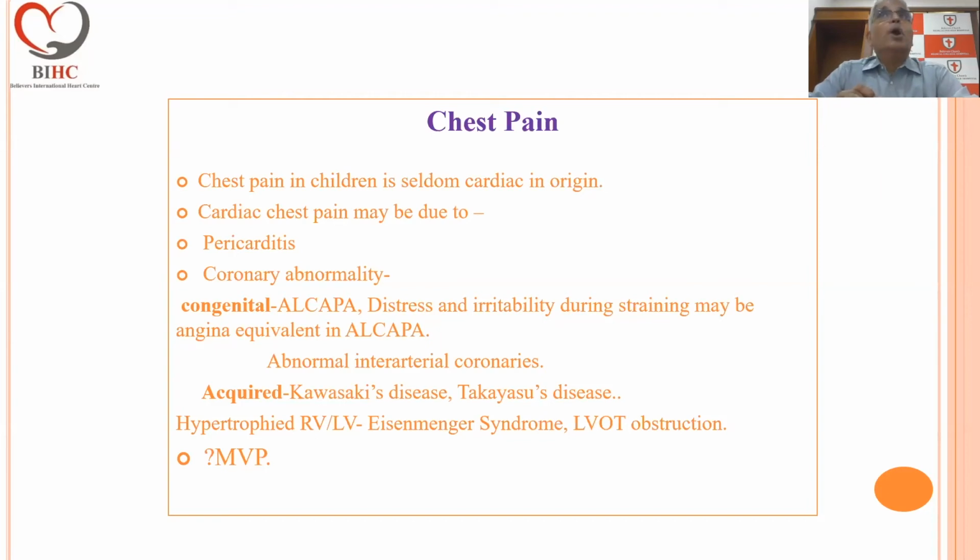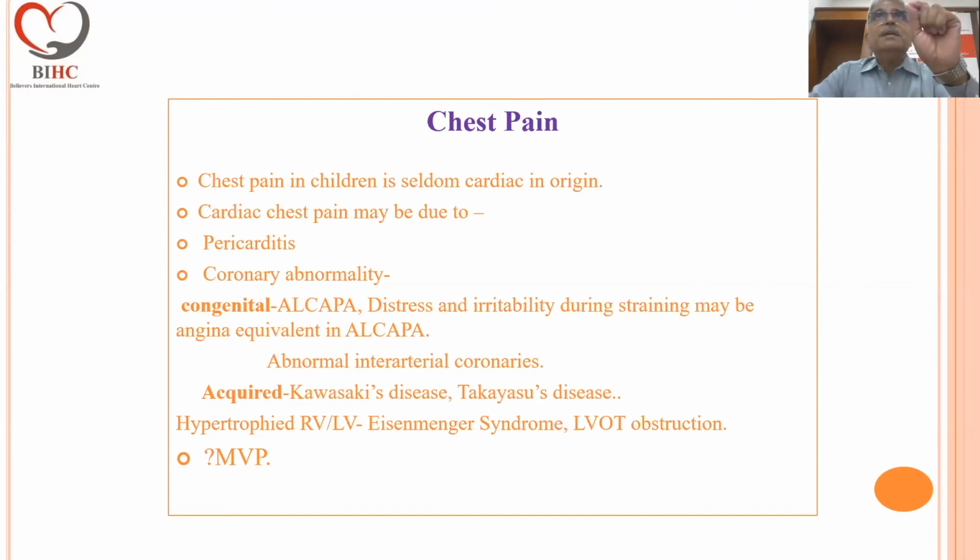The coronaries may be normal in origin, but they may pass between the two great vessels, what we would call interarterial coronaries. They can also get compressed during exercise and cause ischemia and could be a cause for sudden death. Coronary artery disease in children can occur in Kawasaki's disease or Takayasu's disease. These are uncommon causes of ischemia and uncommon causes for chest pain.